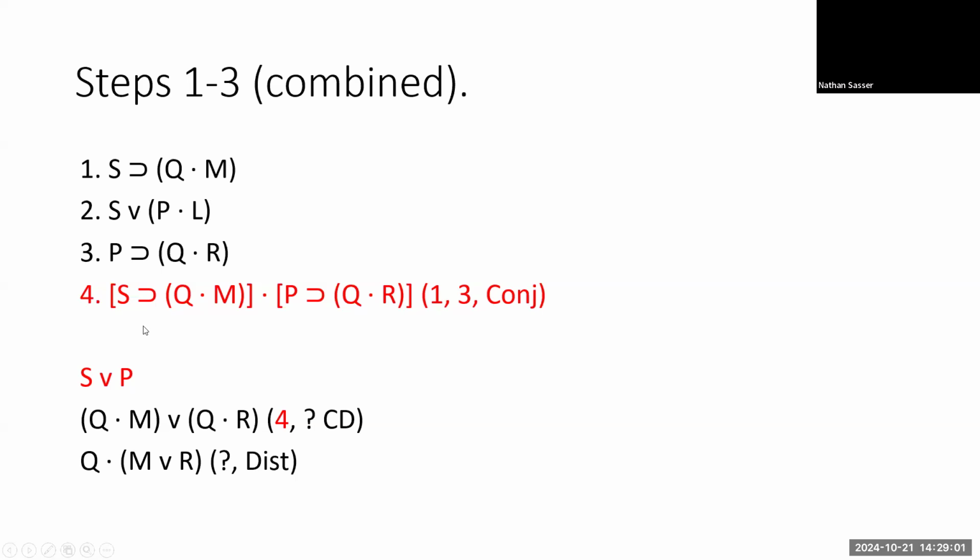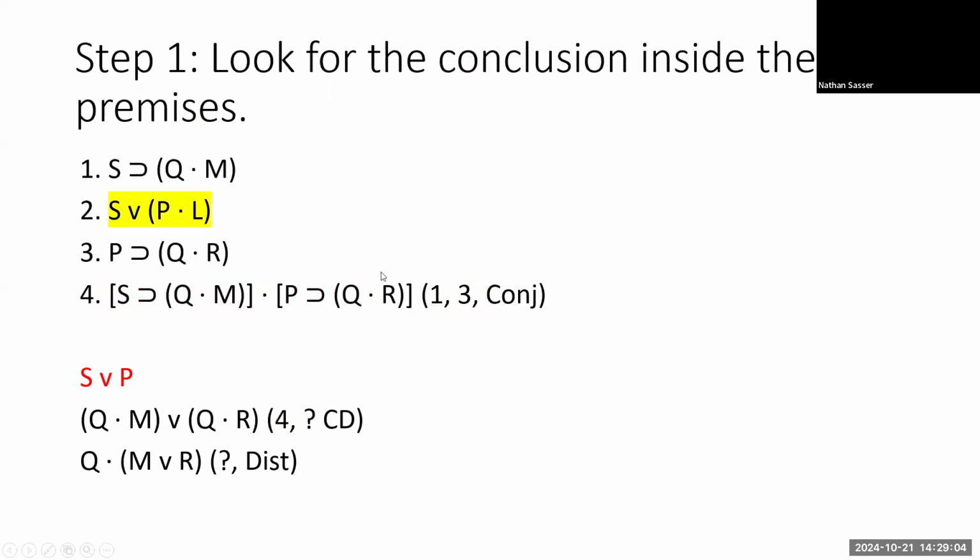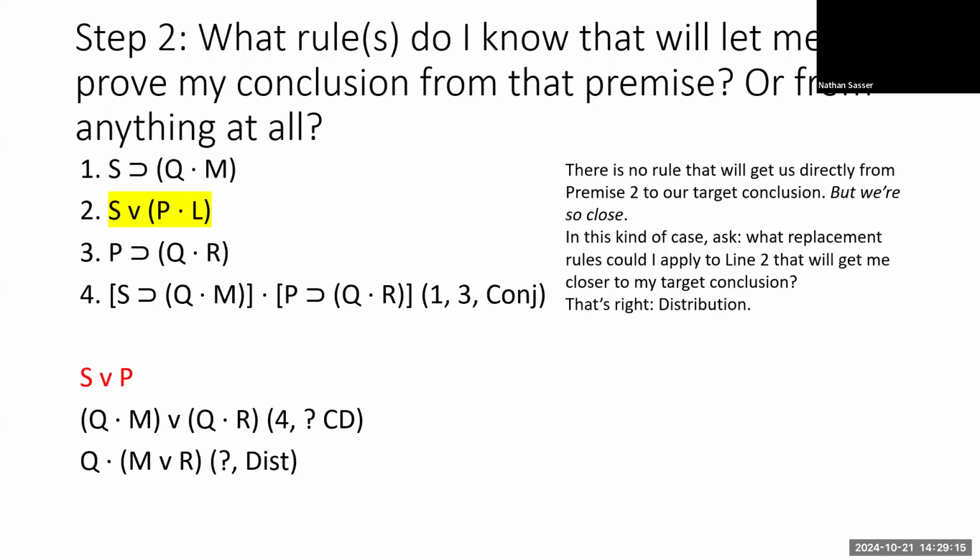Now how am I going to get S or P? That's the only question I have left to answer. So of course, I'm going to step 1, look for the conclusion inside the premises. I've almost got it in line 2, but not quite, right? So I've got the pieces. But the question is, what rule do I know that's going to let me prove my conclusion from that premise or from anything at all? The answer is there's no rule that's going to get me directly from premise 2 to my target conclusion. I'm so close, right? I can tell I'm close.